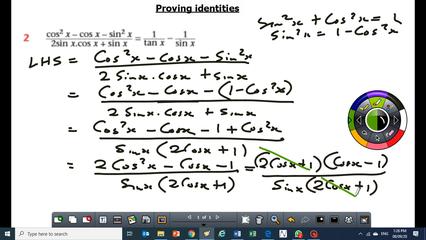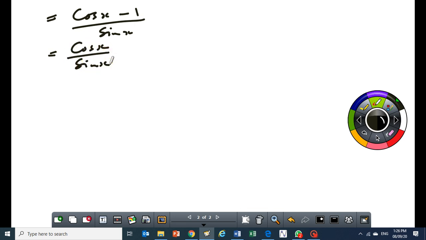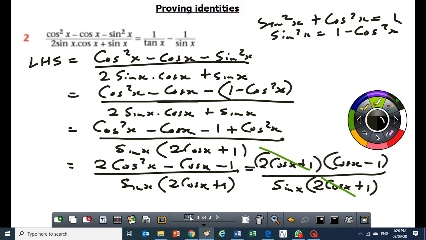Let me move on to the next page. Once you are left with cos x minus 1 over sine x, your next step is to split it up. The cos x and the minus 1 have a common denominator, so we can split them under the same denominator. This is cos x over sine x minus 1 over sine x. I'm almost there. I now have the minus 1 over sine x, which is in the question. But I need to convert that cos x over sine x to tan.